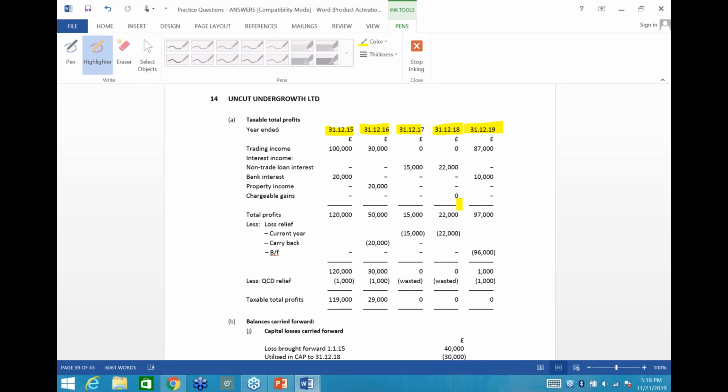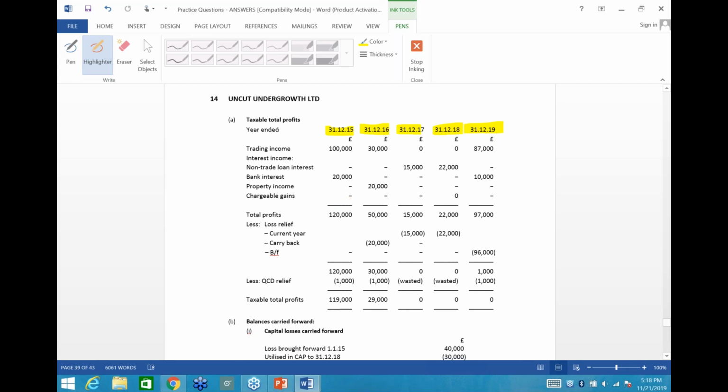Now that capital loss brought forward must be set off against the first available chargeable gain. Remember, if you have a capital loss, it can only be set off against another chargeable gain of the current year. If not, you have to carry forward and set it off against the first available chargeable gain. So there was a brought forward capital loss of 40,000.